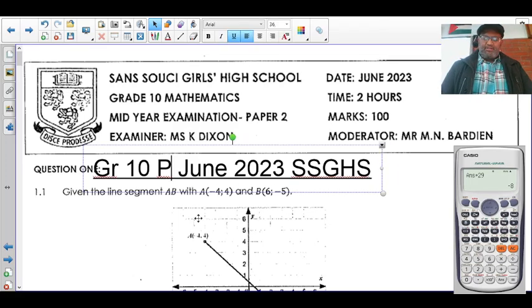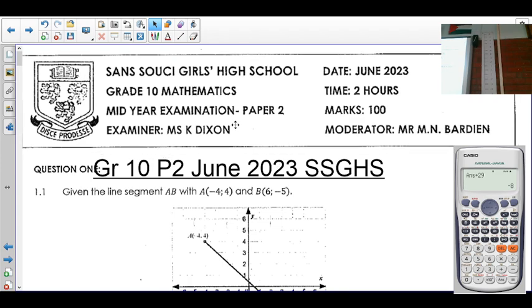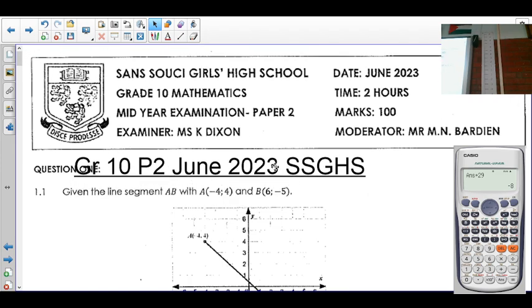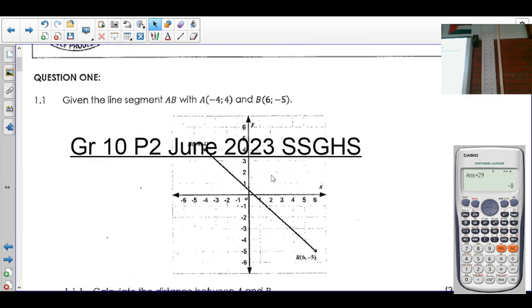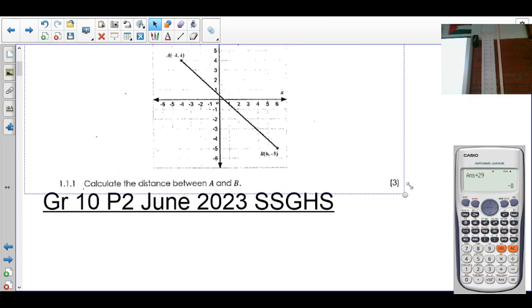Okay, good morning class. So today we're looking at paper 2. This was the paper that you guys have written. The paper was 2 hours long for 100 marks. The paper and the memo can be found in the description box below.